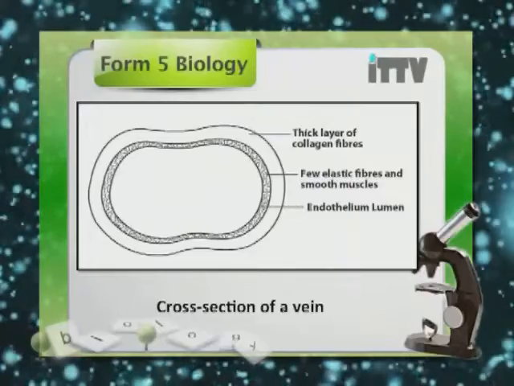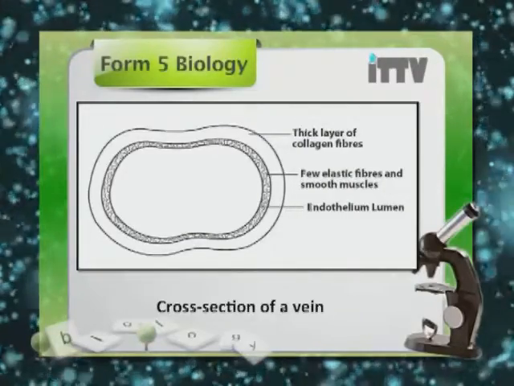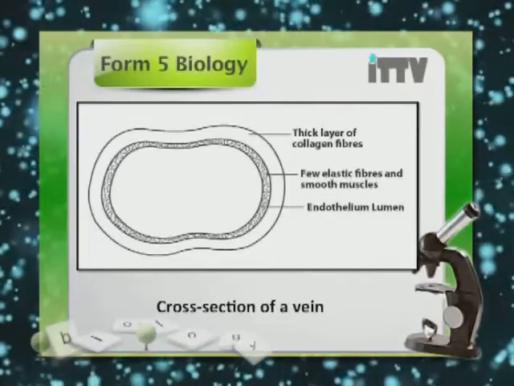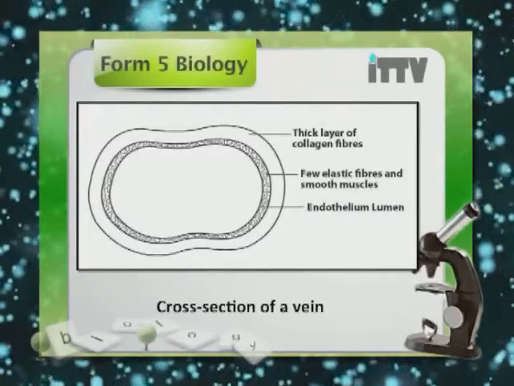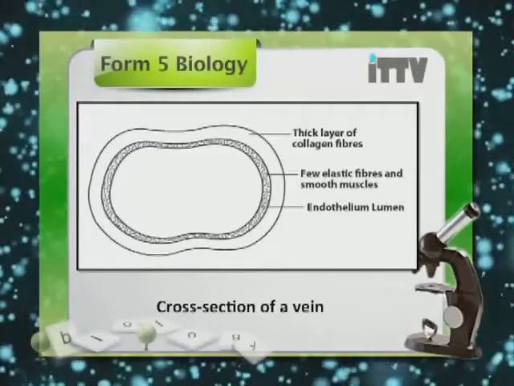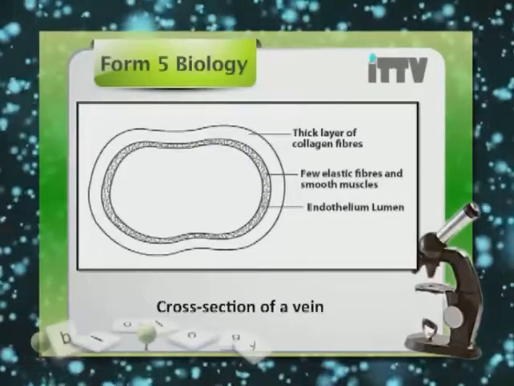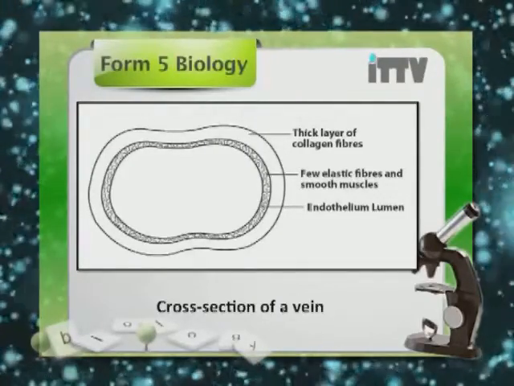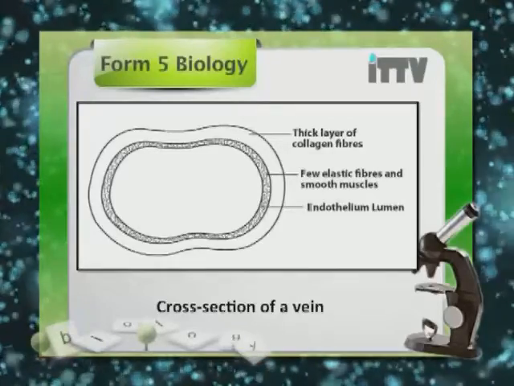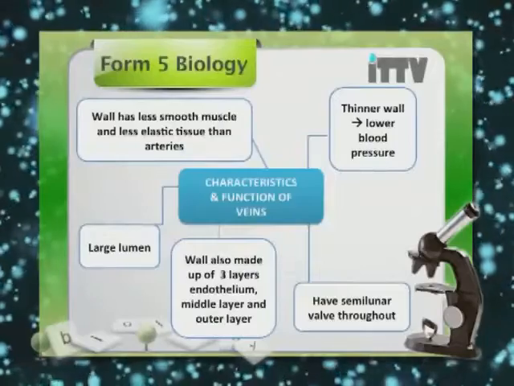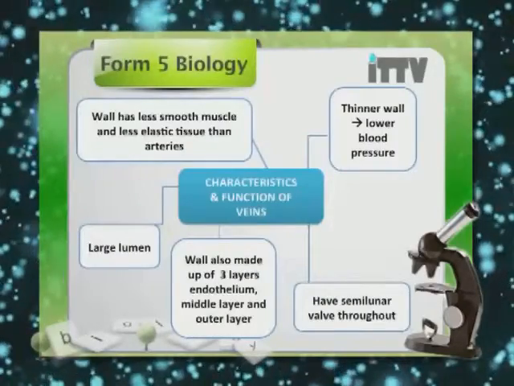Now, the vein also consists of a thick layer of collagen fibers as its outer layer, but the middle layer is much more thin. It consists of far fewer elastic fibers and smooth muscles. And the inner layer is definitely the endothelial layer, and finally the lumen is much larger compared to the artery. Now, the characteristics and function of the veins.